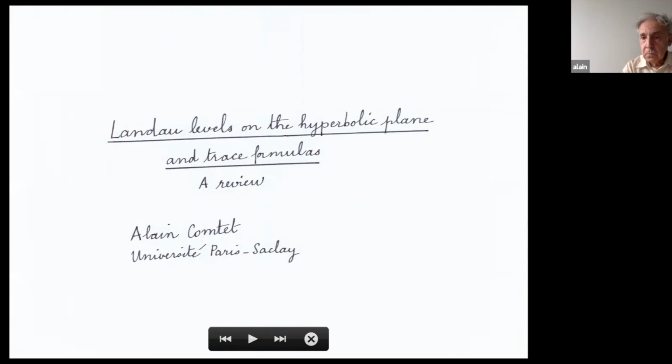However, this remoteness brought us a special treat. Alain Comtet usually will not travel very far and probably wouldn't come to New York City, but he agreed to participate. Moreover, he had never given a Zoom talk before, but he obliged by doing it just for us. So Alain will give us a review about his fundamental work on Landau levels on the hyperbolic plane and trace formulas.